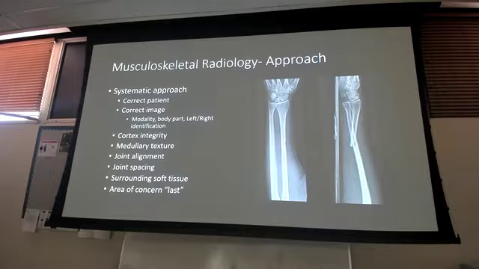And then finally, area of concern last, right? If you know they hurt over the proximal radius or in the radial head, look there last, so you don't fall into that tunnel vision standpoint of, found it, I knew it was wrong, there it is, and then you forget to look at everything else. That's my process. You can do it in that order.